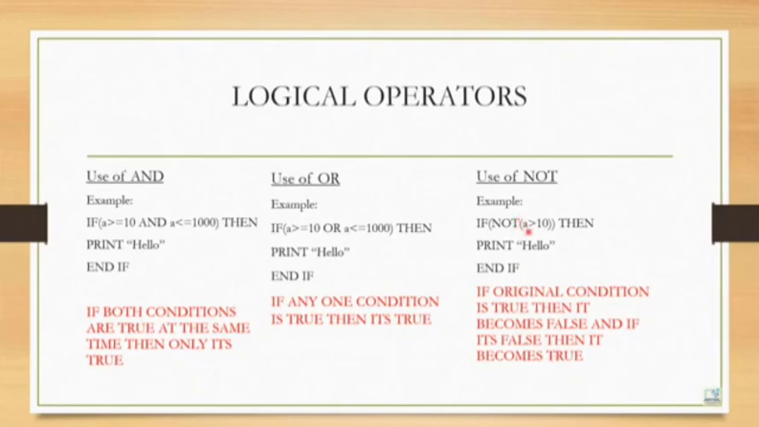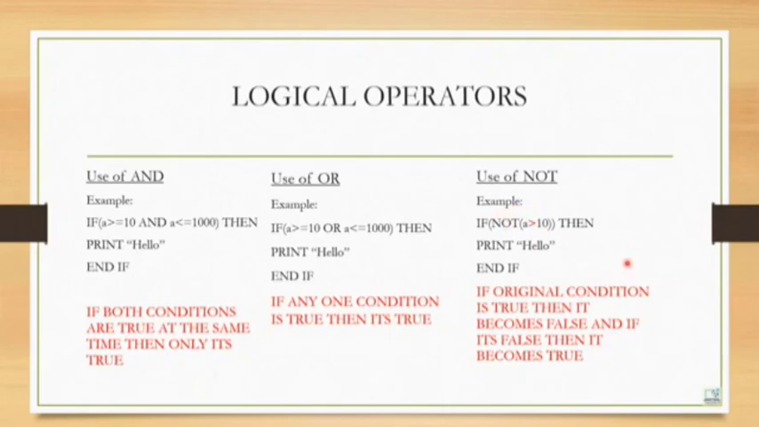So suppose the value of A is 100. 100 is greater than 10, true, but it will not print hello because the condition will be inverted. But in case the value of A is minus 20, suppose, so minus 20 is greater than 10, false, but because of the NOT it will become true, so it will print hello.